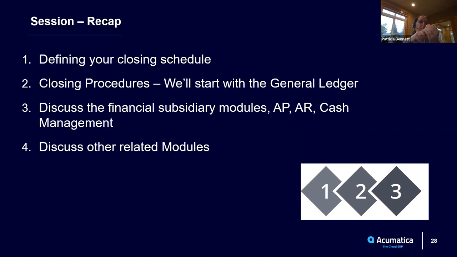Then look at the subsidiary modules, AP, AR, cash, etc., and close those modules. And then look at the other modules that you're using, or the other modules that have accounts that are affected in the balance sheet, and validate the balances on those accounts.